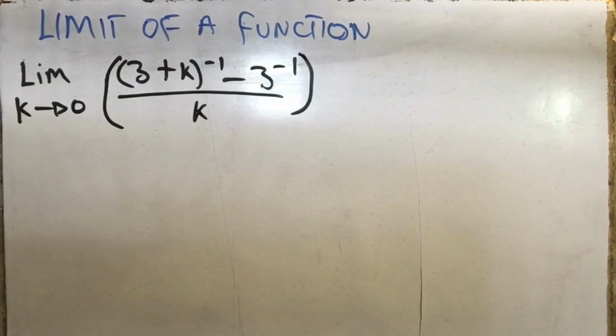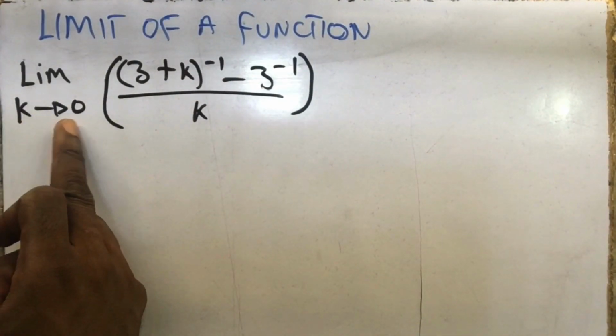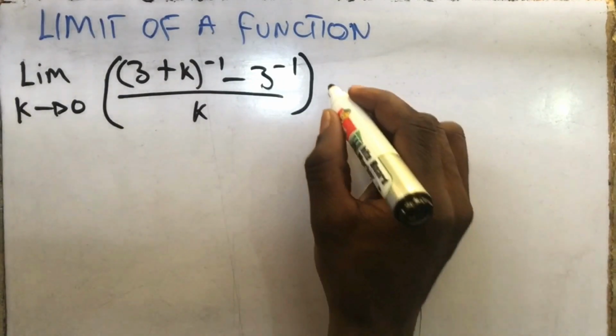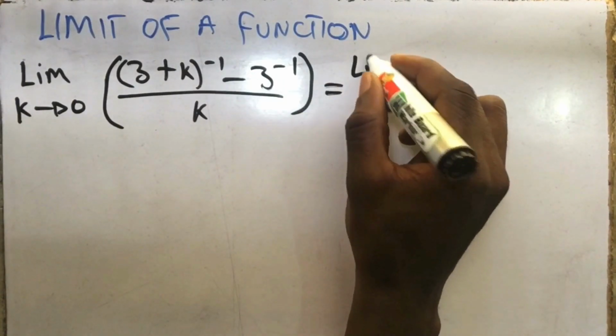Analyze this question yourself. The first thing you do is plug the value of k into the equation and see what it gives you. If it gives you 0 over 0 or infinity over infinity, that means it is indeterminate and we have to use L'Hopital. But if it does not, then that remains our answer. So I believe you have done that. Let's solve it together.